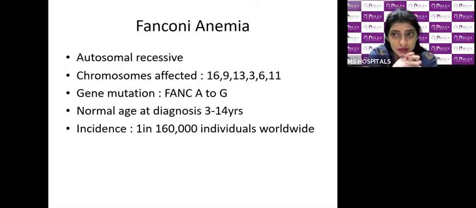So I'll briefly discuss everything. Fanconi's anemia is an autosomal recessive disorder where the chromosomes affected are 16, 9, 3, 6, and 11. Gene mutation is FANC. Normal age at diagnosis is 3 to 14 years. Incidence is 1 in 1,60,000 individuals worldwide.